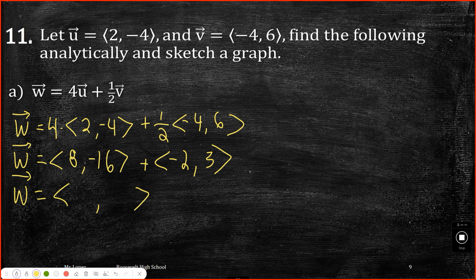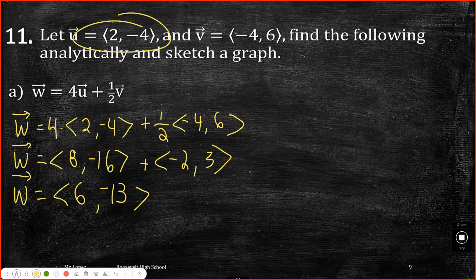So what's the x component of this? Y is. So basically, you have some vector 2, -4. Let U equal that, V equal that. Find and sketch a graph. So you have some vector U going.